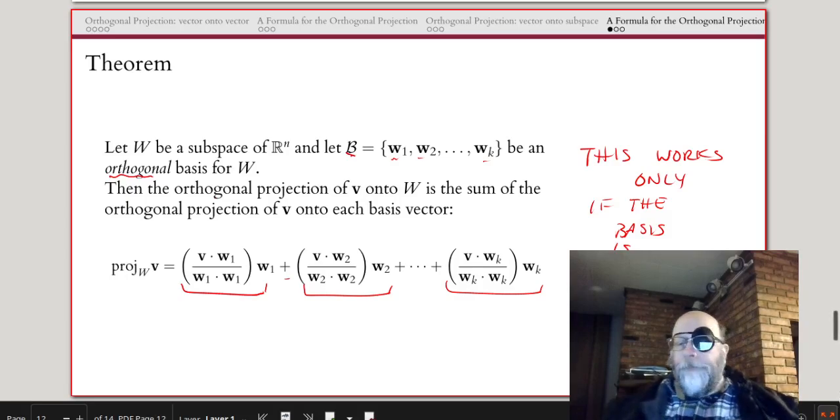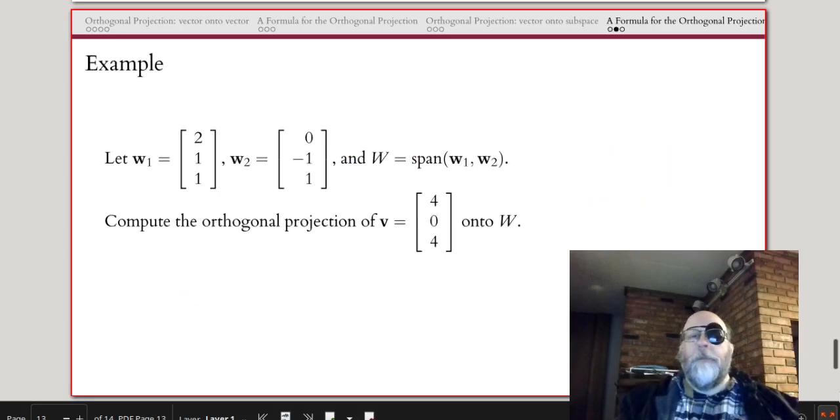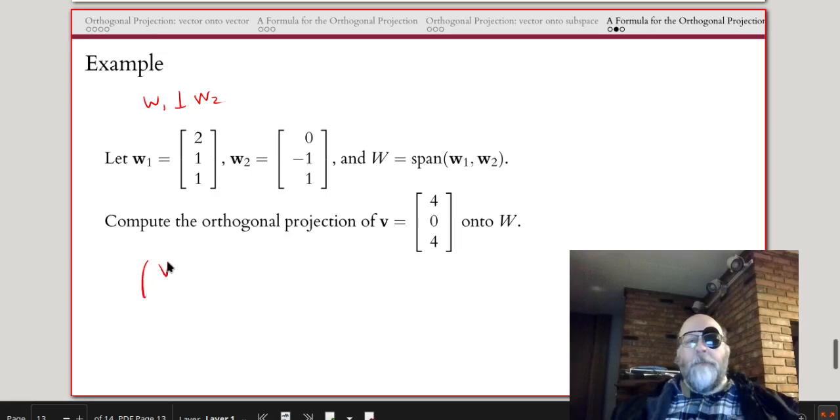So let's try an example. Let's see how this formula works. So we have these two vectors here. They are orthogonal because their dot product is 0. 2 times 0, -1, and +1. That adds up to 0. And so we have the span of these two vectors, and I would like to project v onto W. So what we're going to do is project v onto w1, and then project v onto w2.